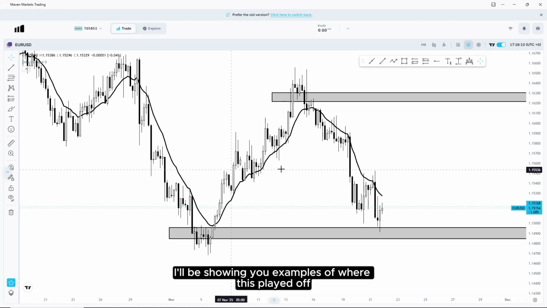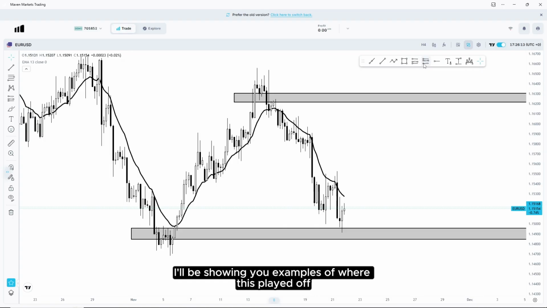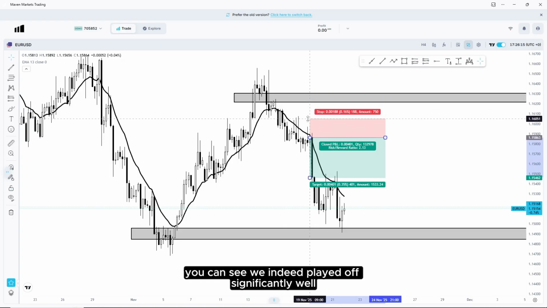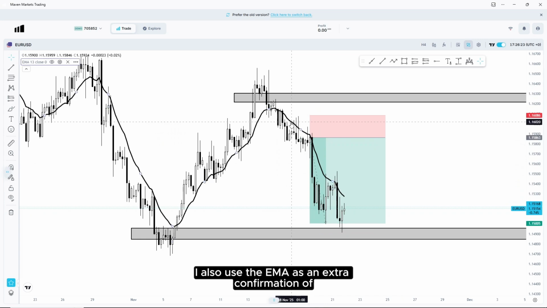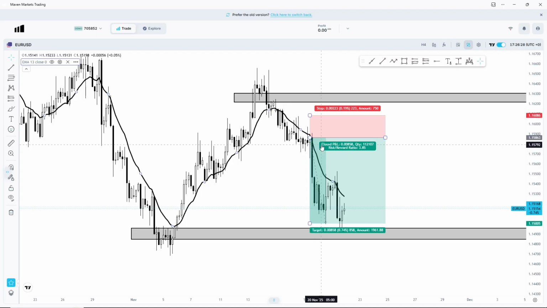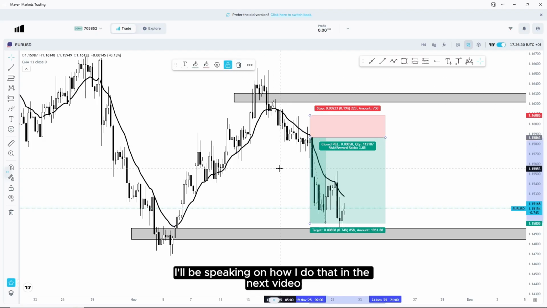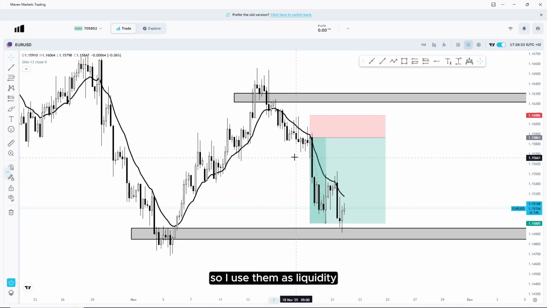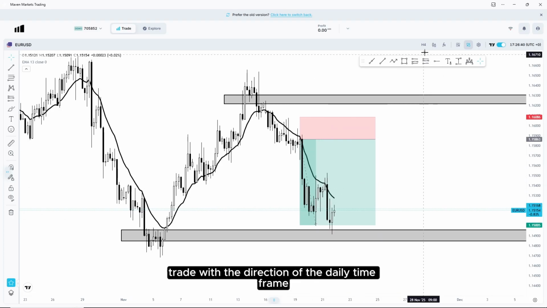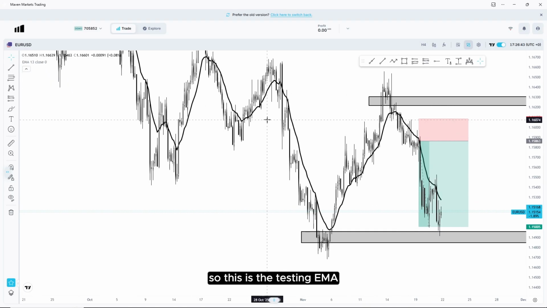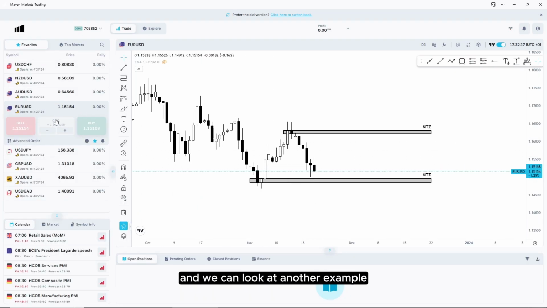Now I'll be showing you examples of where this played off. You can see we indeed played off significantly well at this structure. When we rejected that zone, we came back and tested the EMA. I also used the EMA as an extra confirmation of liquidity. I'll be speaking on how I do that in the next video. So I use them as liquidity and also an extra confirmation to trade with the direction of the daily time frame. So this is the 13 EMA, and we can look at another example.